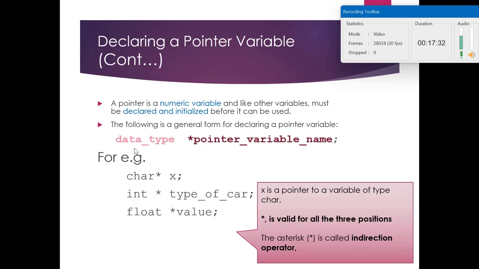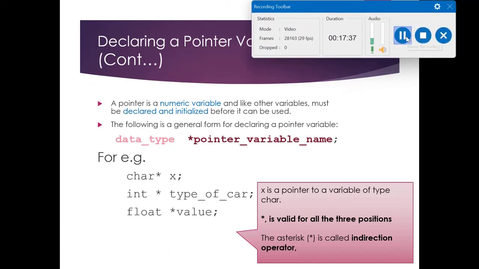This is how we declare a pointer variable. Here, a pointer is a numeric variable, and like other variables it must be declared and initialized before it can be used. The following is the general form for declaring a pointer variable. Here we have to mention the data type and the pointer variable name.